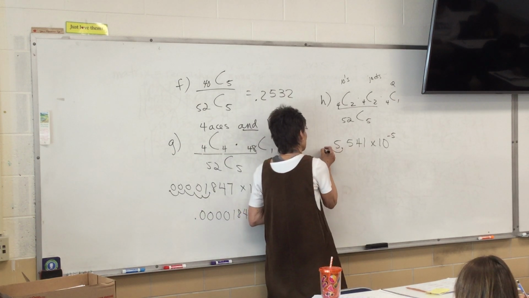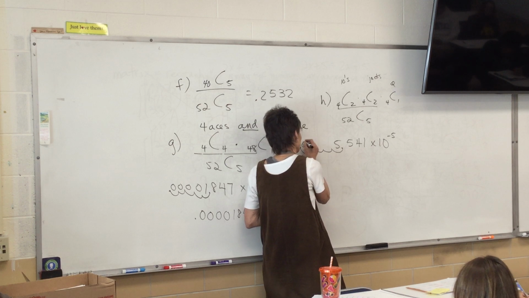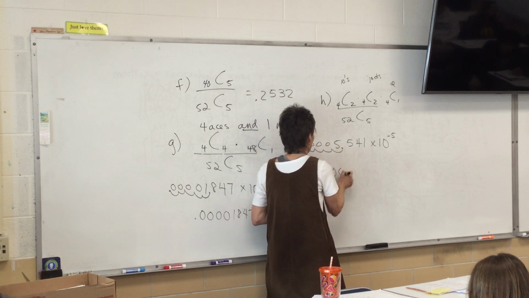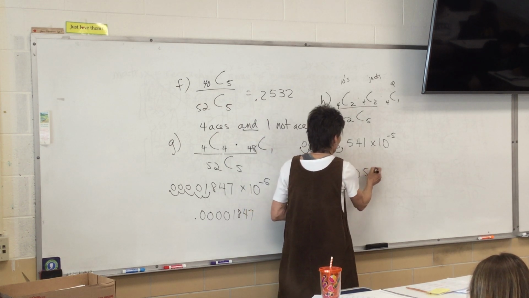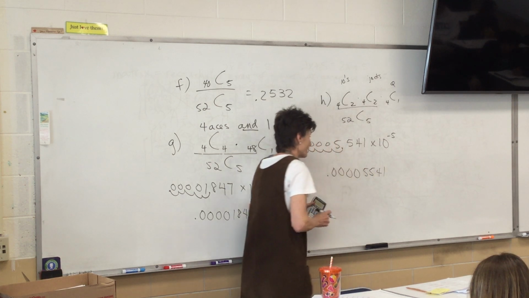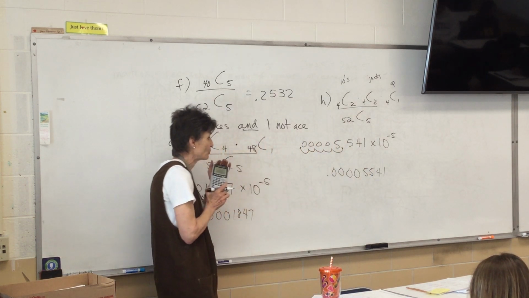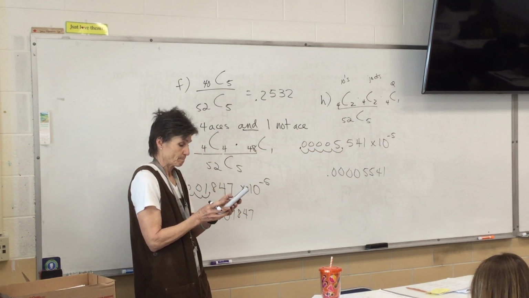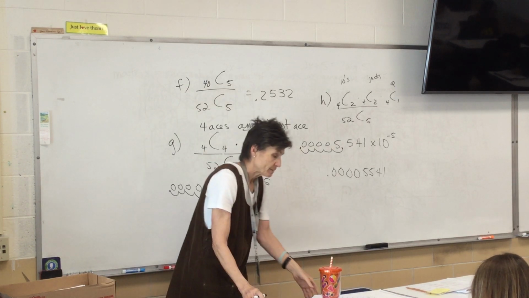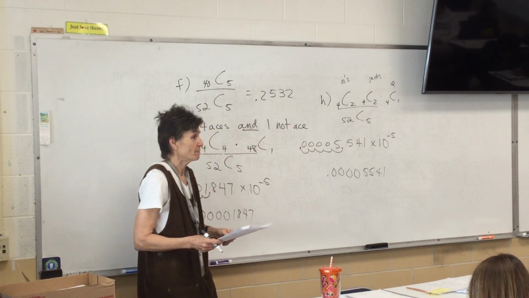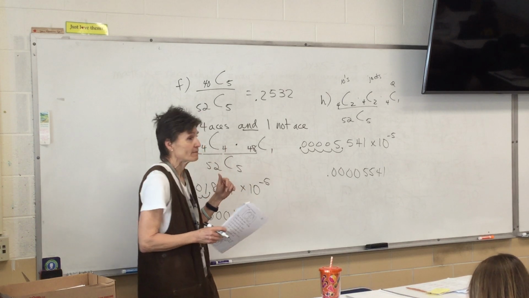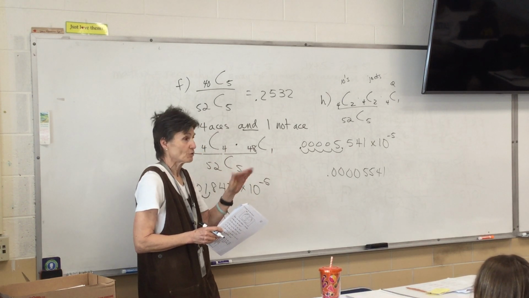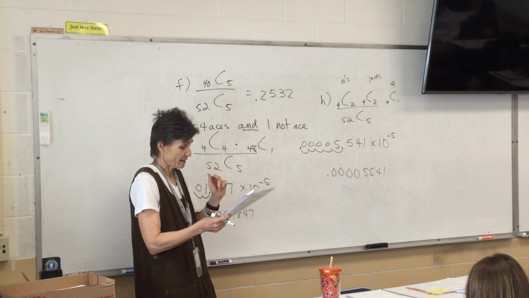So 0.0005541. Yeah, don't worry about the rounding. Is that the number that you came up with? These are all very small probabilities, or most of them are very, very small. Don't bet your allowance on being able to do this.